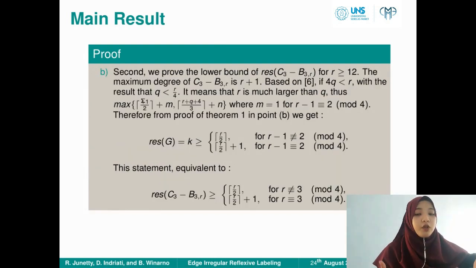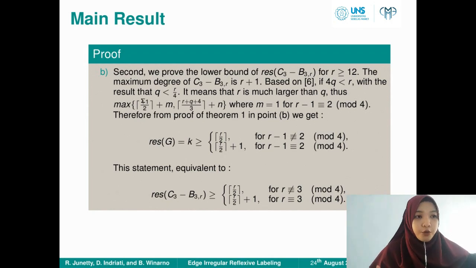Second, we prove the lower bound of rest C3b3r for r greater than 12. The maximum degree of C3b3r is r plus 1. Based on Augustine's research, if for q less than r, with the result that q less than r per 4, it means that r is much larger than q. Choose the maximum of r plus 1 per 2 plus m and ceiling of r plus q plus 4 per 3 plus n, where m equal 1 for r minus 1 equivalent to 2 in modulo 4.